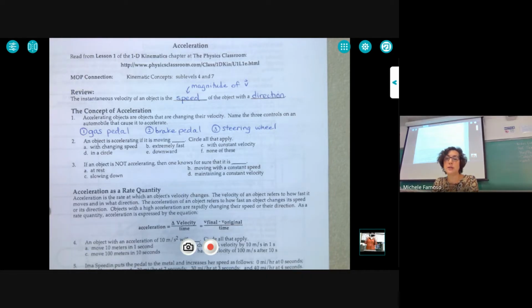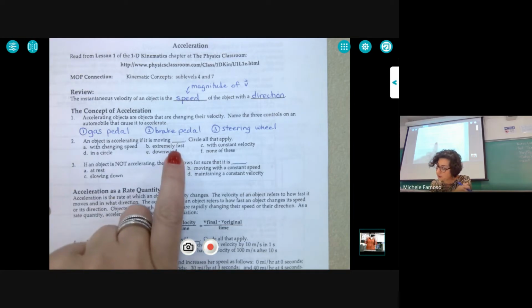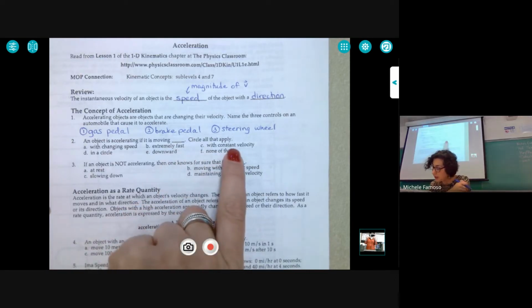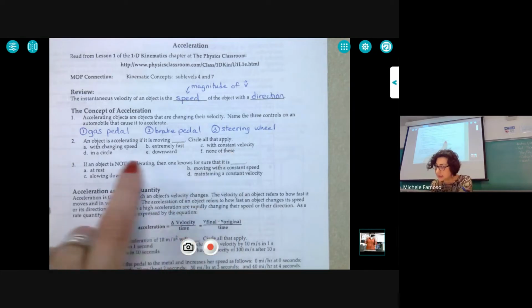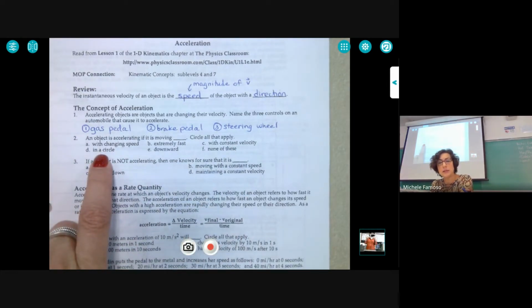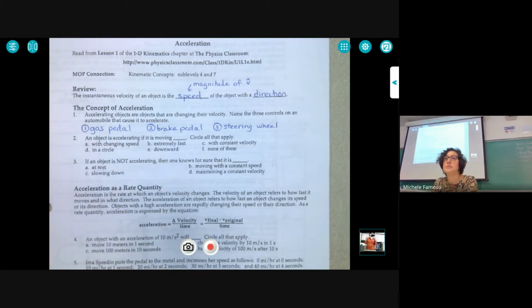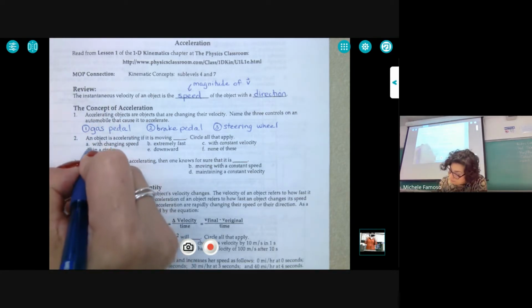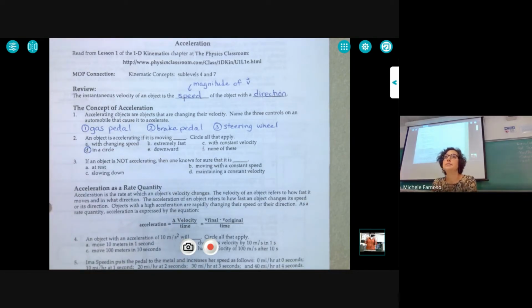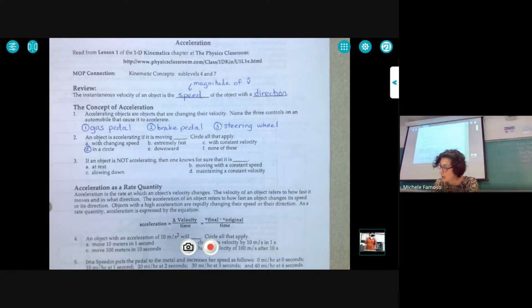When is an object accelerating? Is it accelerating if its speed changes? Is it accelerating if it's moving really fast? Is it accelerating if you have a constant velocity? Is it accelerating if you're moving in a circle? Is it accelerating if you're headed downward? Or none of these? Brandon, can you tell me something you circled? Yes, that is correct. There are other things to circle as well. Yeah?